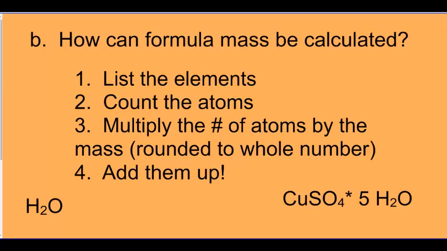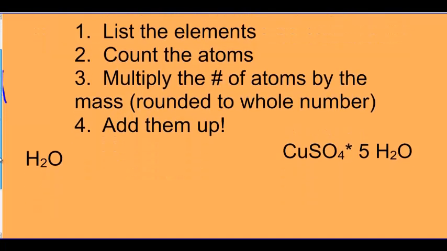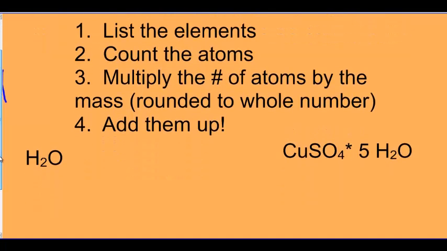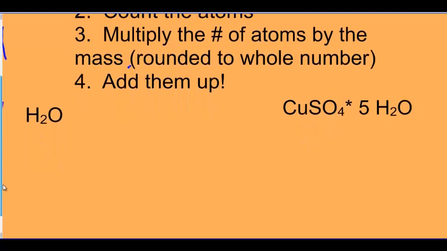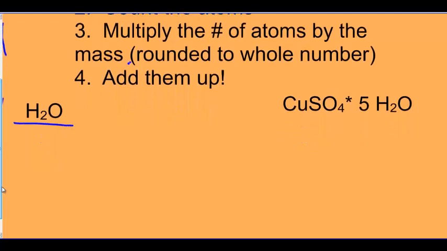Okay? Here's the procedure. You'll list the elements, you'll count the atoms, right, by looking at the subscript, and then you'll multiply the number of atoms by the mass. Okay, again, we're going to round the mass to the nearest whole number, and then you add the values up. So first, let's list our elements. In H2O, remember, every capital letter is a new element, so we list our elements, H and O. Just like when we were balancing equations, we count the number of atoms. So there's 2 atoms of H, and since O doesn't have a subscript, there's 1 atom of O.